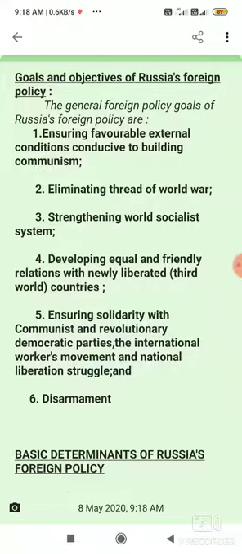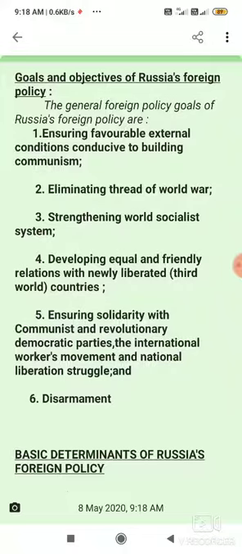Now, it also wanted to develop friendly and equal relations with newly liberated third world countries, because the third world countries after their liberation wanted an independent foreign policy, and hence many of them adopted NAM, that is the non-aligned movement, as their basic principle of foreign policy. Hence it was in Russia's interest to develop equal and friendly relations with them, because NAM was led by some of the largest and most powerful countries like India.